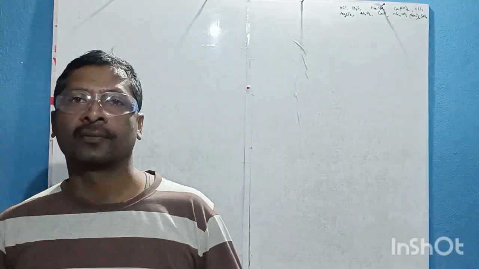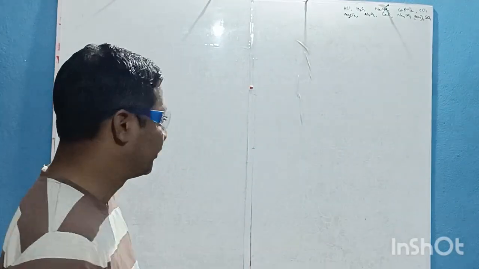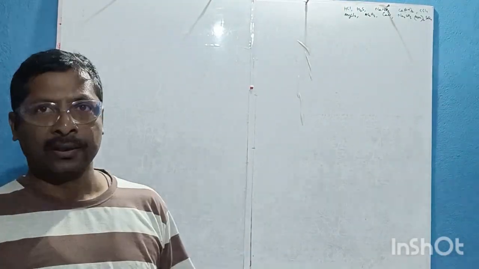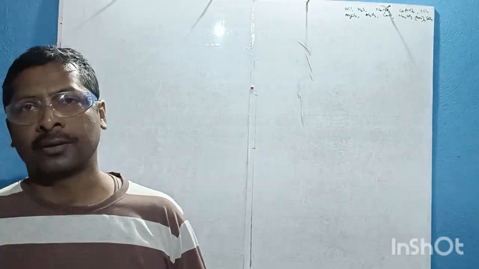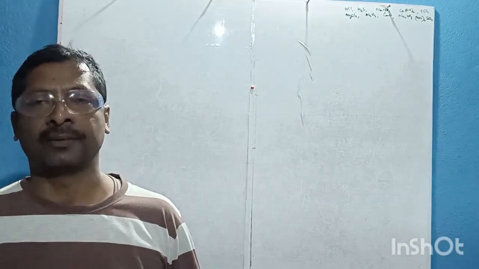Hello students, let us discuss your formula writing process, how to write a chemical formula for different compounds of your class 9 chapter Atoms and Molecules. So before writing a compound, first of all you have to memorize the valency chart.